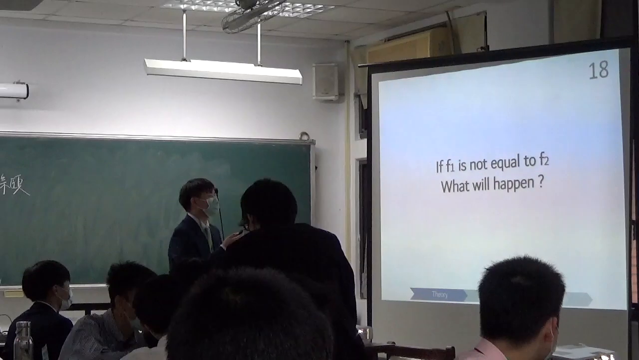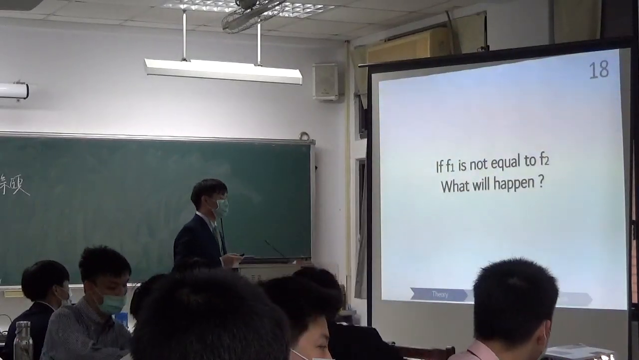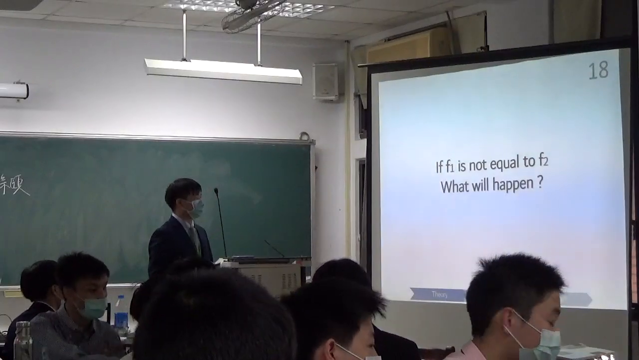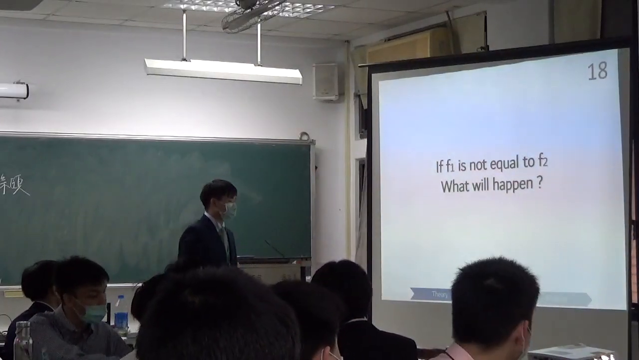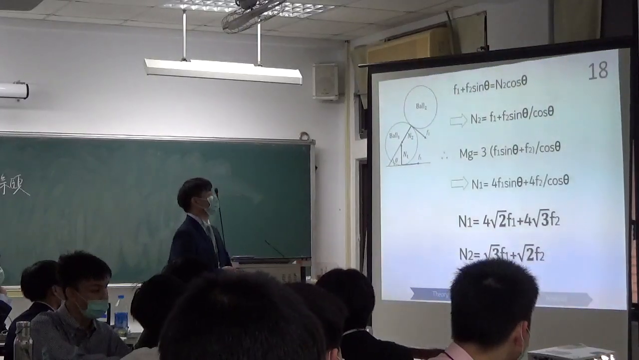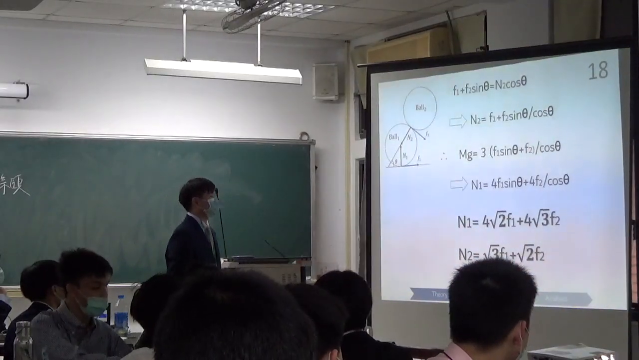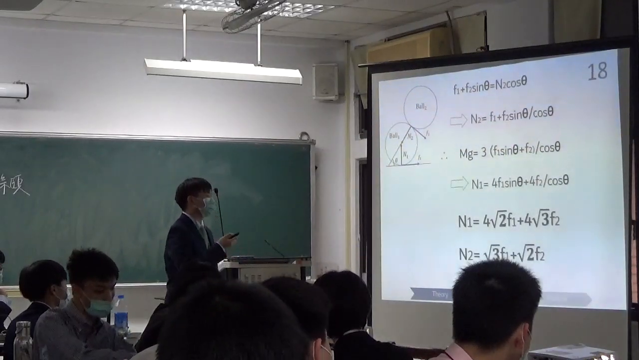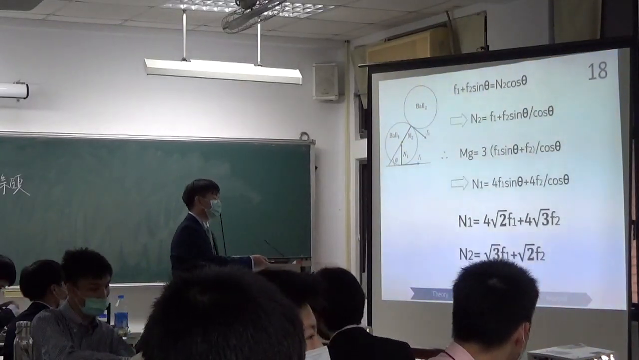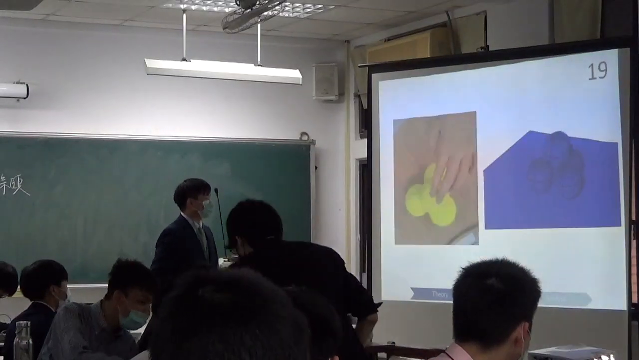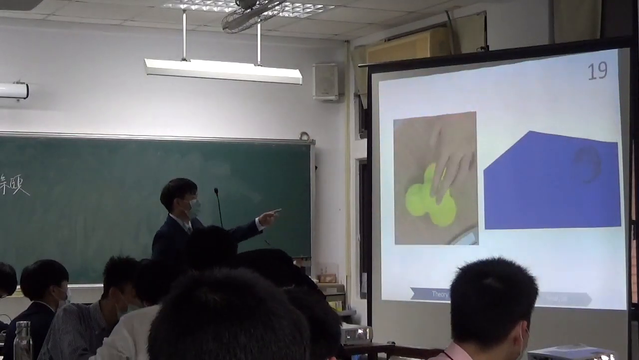And this part is the second situation, if F1 is not equal to F2, what will happen. According to this part, because F1 is not equal to F2, so we could get this equation about N1 and N2. So this is when the tower collapses.